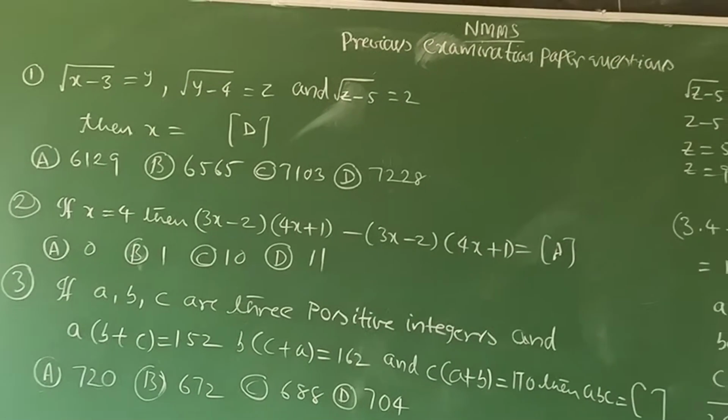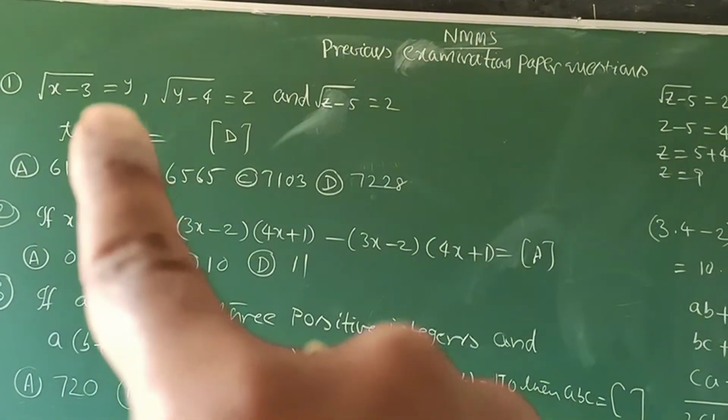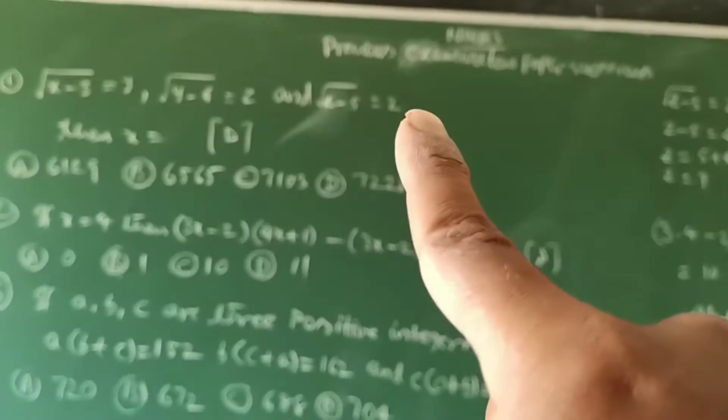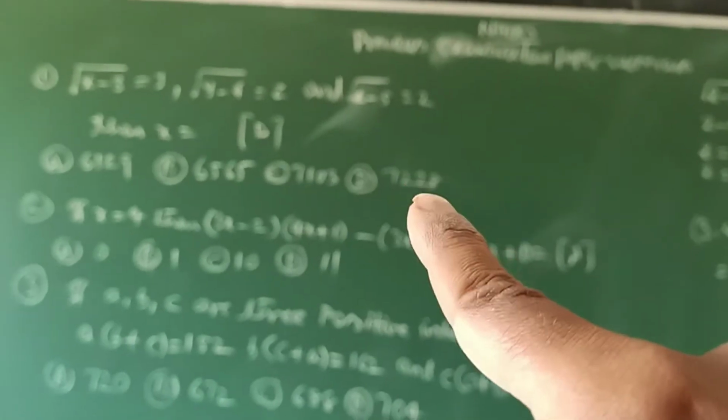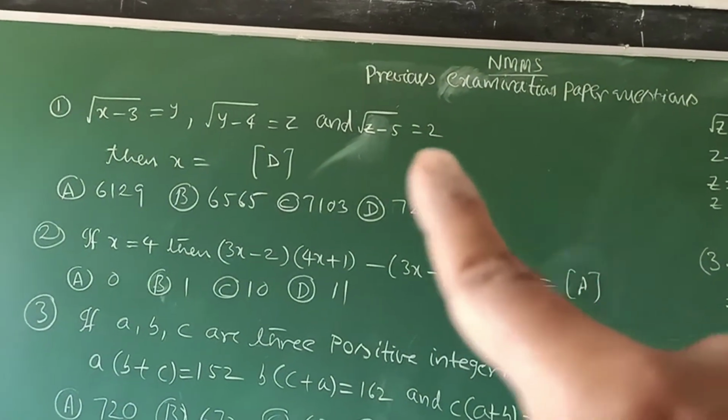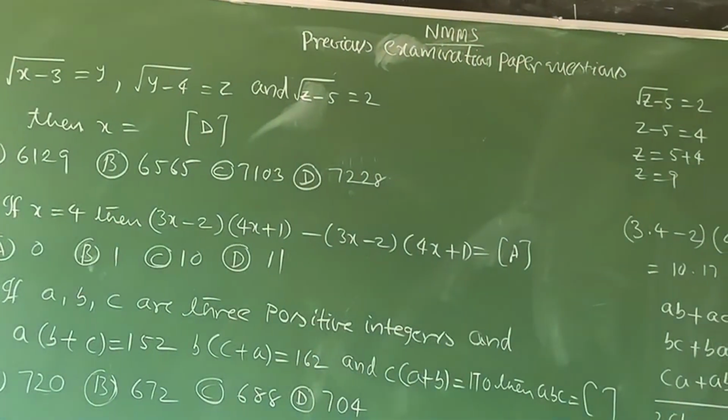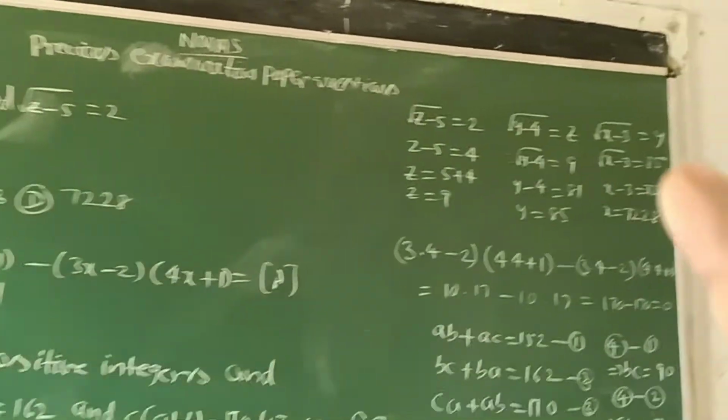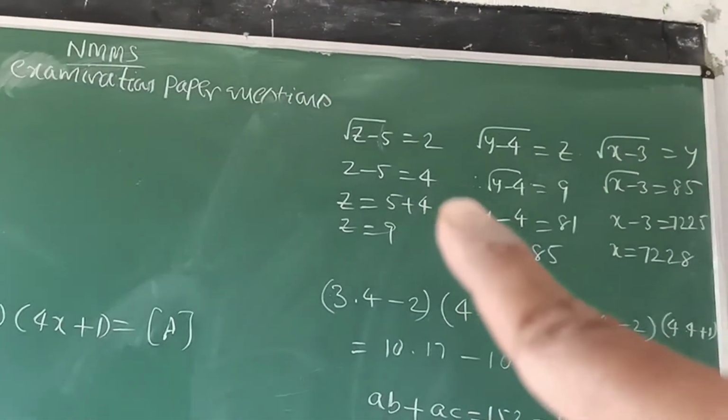Go to the first question. Root x minus 3 is equal to y, root y minus 4 is equal to z, and root z minus 5 is equal to 2, and x is equal to. Consider the last equation. Root z minus 5 is equal to 2. Squaring on both sides, z minus 5 is equal to 4, z is equal to 5 plus 4, z is equal to 9.